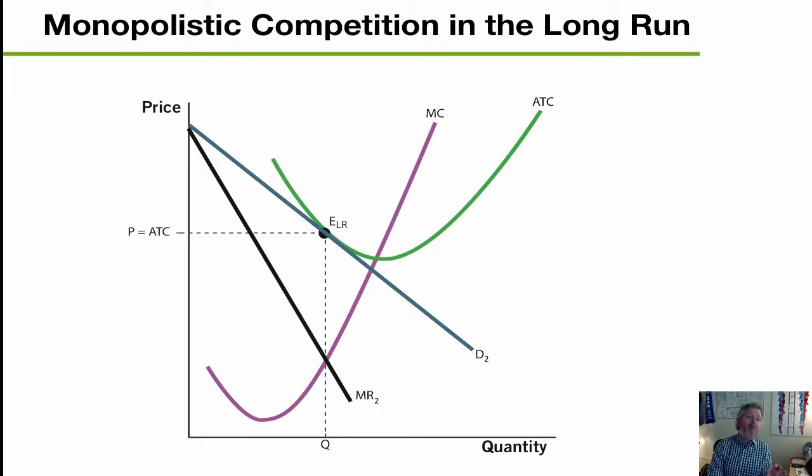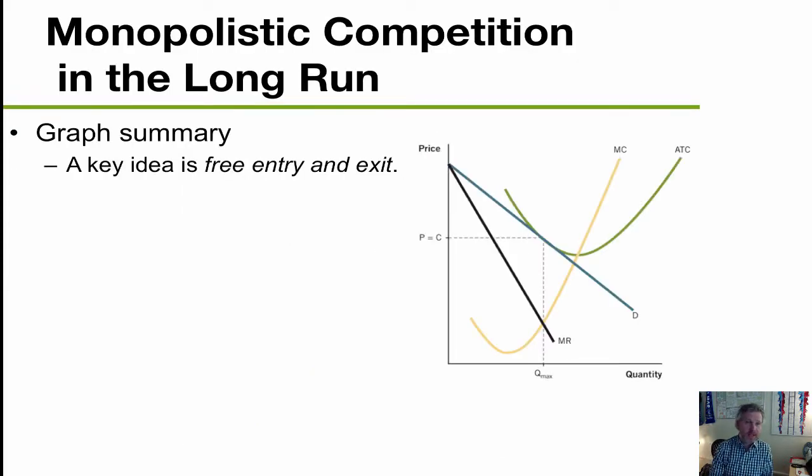All right, that would mean that some firms would leave that market, which would drive demand up for that particular firm, drive marginal revenue up, and you would end up back at this same very graph. All right, so let me summarize this real quickly. A key idea for monopolistic competition is free entry and free exit.